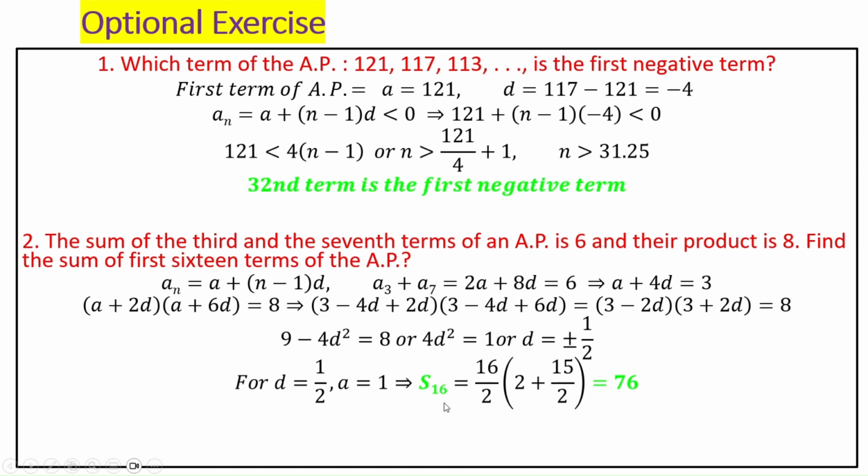Okay, and S16 is basically 76 for d equal to half. For d equal to minus half, S16 is 4. Okay, so these are the two possible values, and obviously you will get two different arithmetic progressions for this problem. Okay, next.